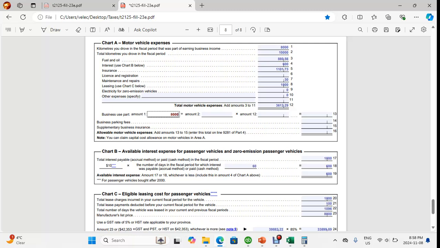Total kilometers that you drove to earn business income, divided by total kilometers that you drove, which covers your personal use as well. Let's say this is 10,000. You find that amount, times it by amount 12, which is 3,612, your total expenses. We're trying to figure out your business use of the vehicle.